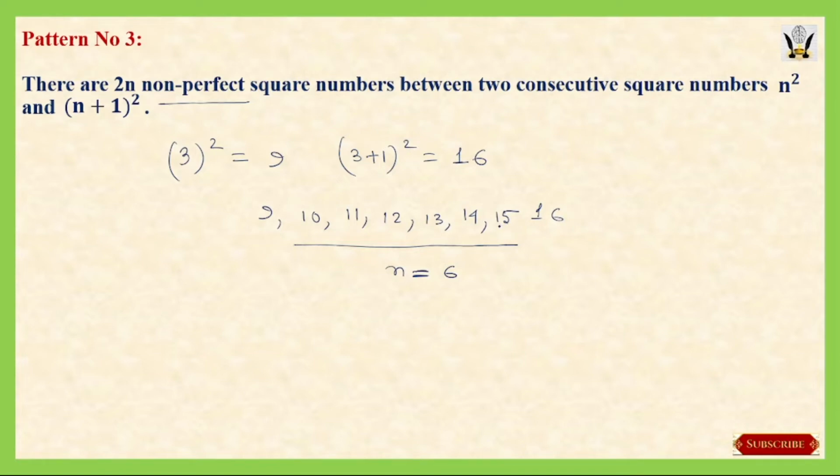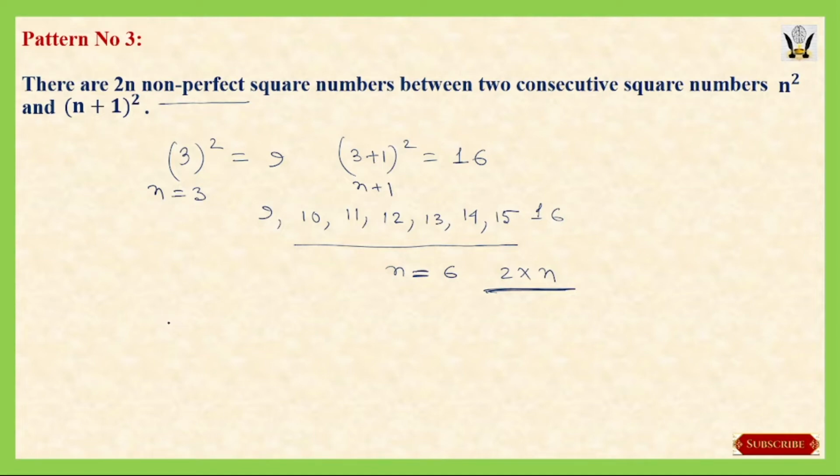If we take the square root of these numbers, they will come in fractions, they will not be integers. So between 9 and 16, there are 6. And what does this pattern say? This pattern says that there will be 2n non-perfect square numbers. N was 3 in our case, so n is equal to 3, and this is n plus 1. And this is 6. So 6 is 2 multiplied by n. So there will be 2n non-perfect square numbers between these two perfect square numbers, which are consecutive square numbers.